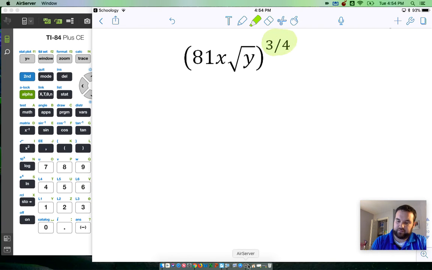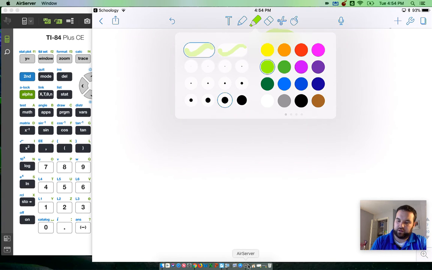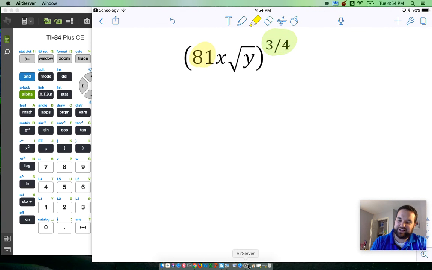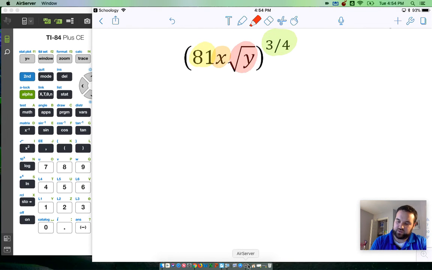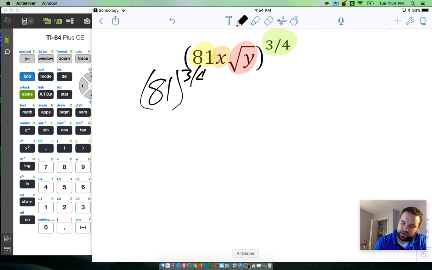So I see that I have the power of 3/4, and that's applying to everything in the parentheses. So to the 81, to the x, and to the square root of y. It's a little goofy to have both fractional powers and radicals in the same one. So when I write this out, 81 is going to be raised to the 3/4. That I'm going to go to the calculator for. I have x to the 3/4.